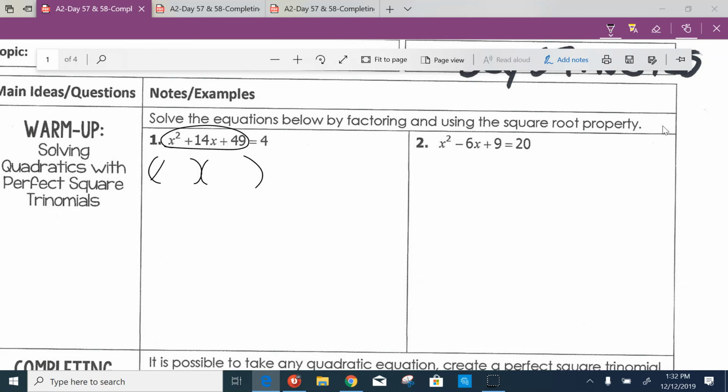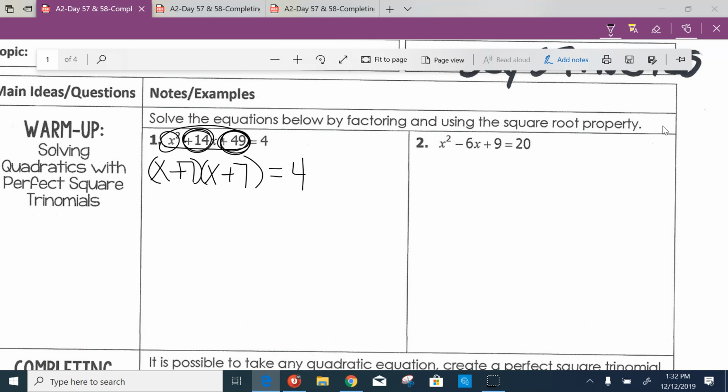So we have x times x, which will give us the x squared. I need two numbers that multiply to give me a positive 49 and add to give me a positive 14. Those two numbers would be positive 7. So what I have is x plus 7 times x plus 7 equals 4. This is what we call a perfect square trinomial.